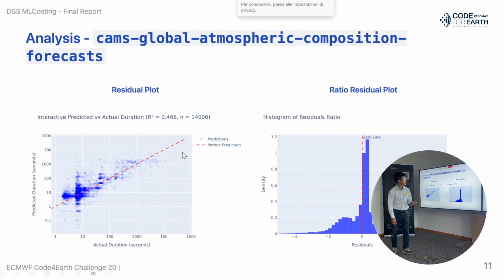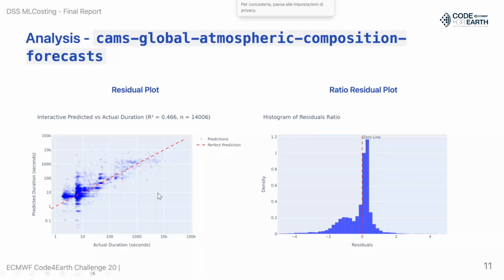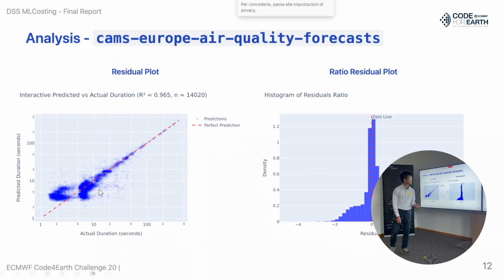And on the residual plot, you see that there is a small bump on the left side. And at the end, there is the air quality dataset. In this one, the performance is kind of okay. The MAE is around maybe 1 or 2 seconds. But it's also related to the scale, as the request is only up to 100 seconds.